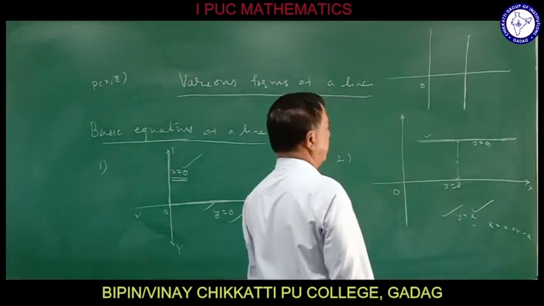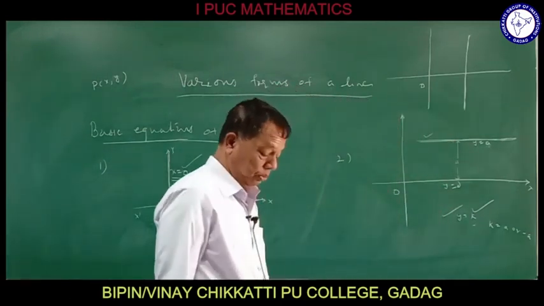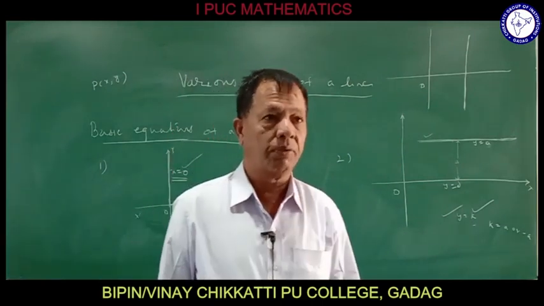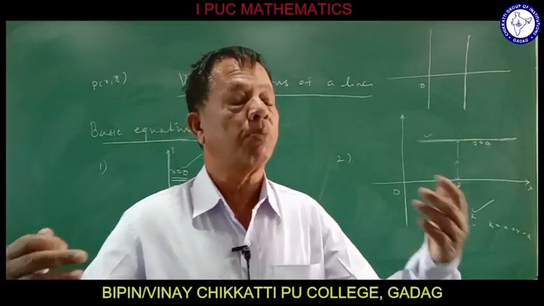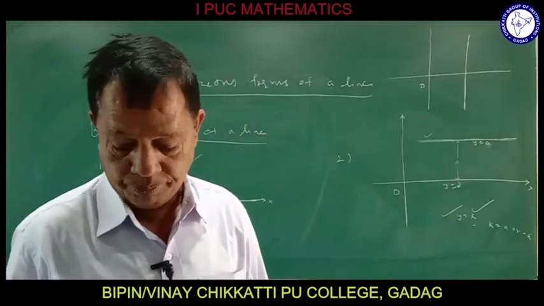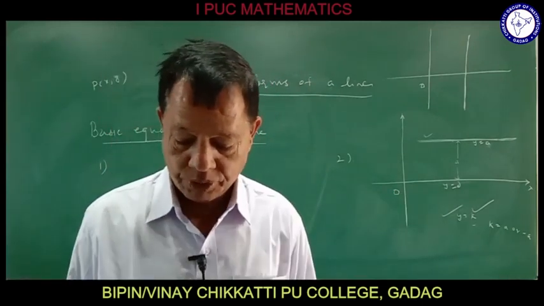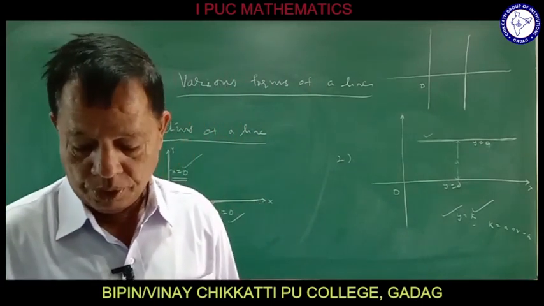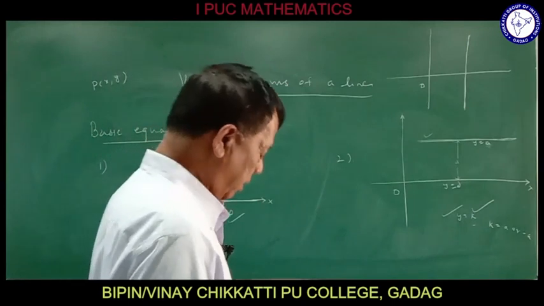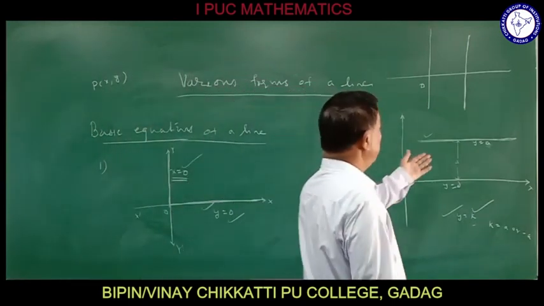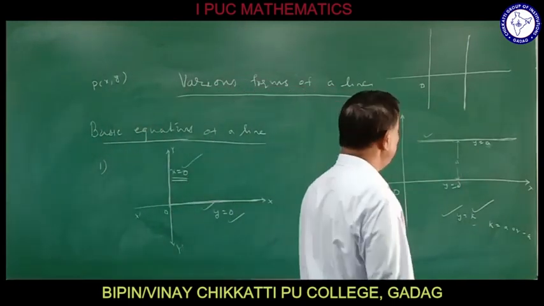This is the case. And now you can define the equation of the horizontal line. What is the equation of the line which is parallel to the x-axis? You can say the result here: every point on this line has y coordinate a. This is all about it.